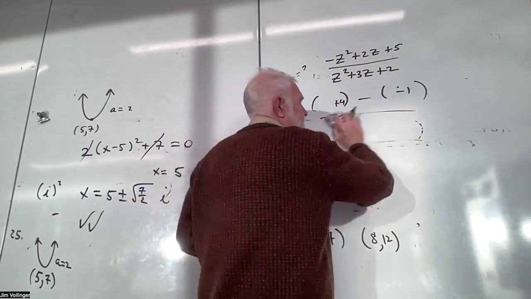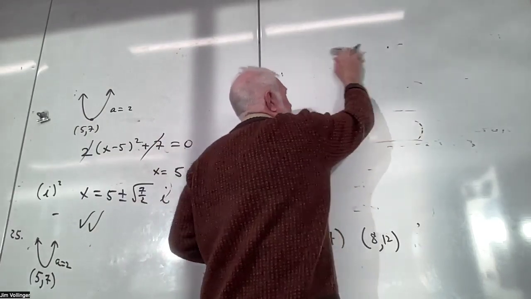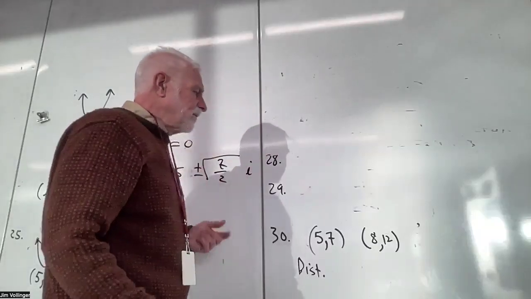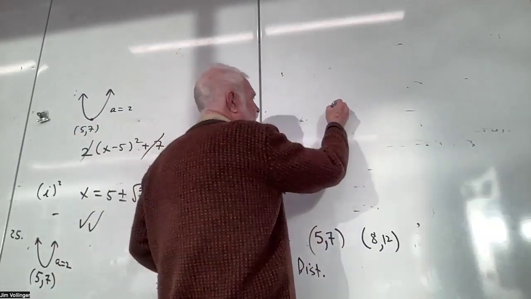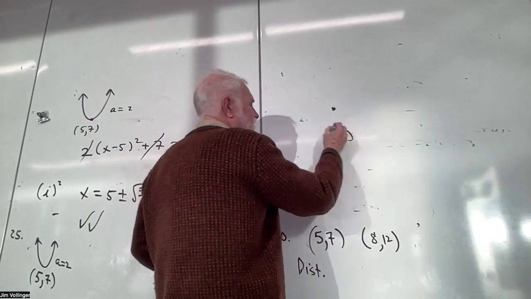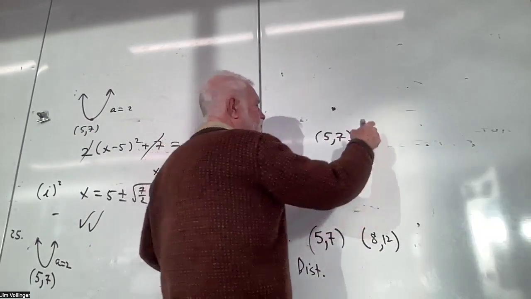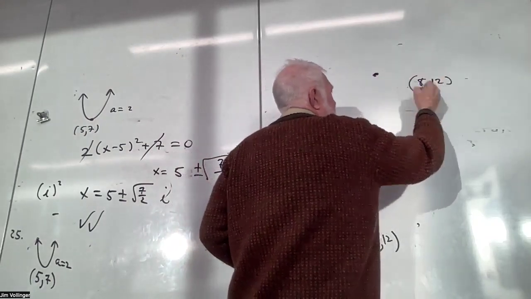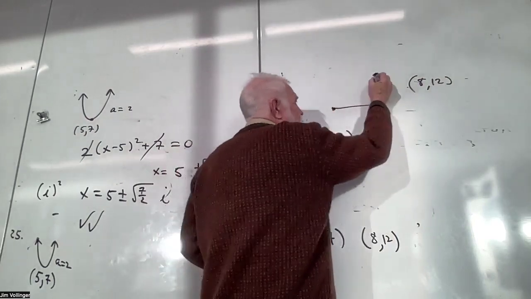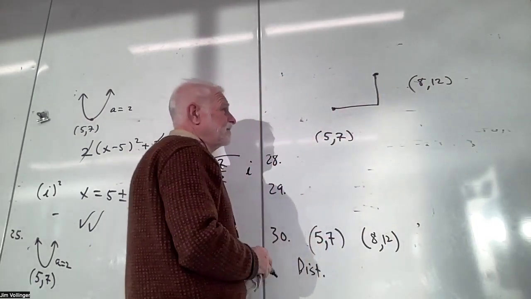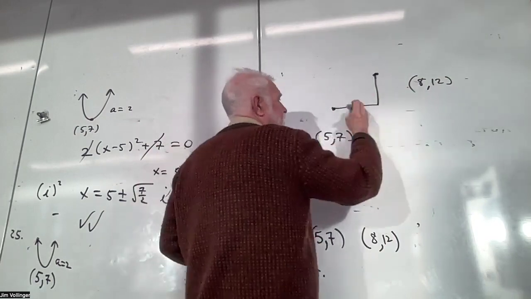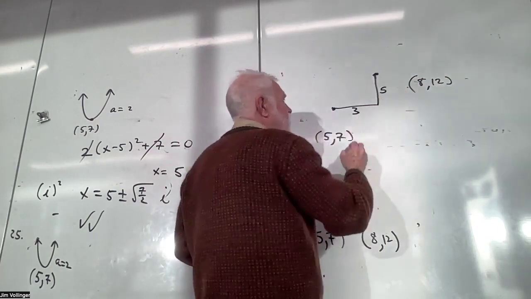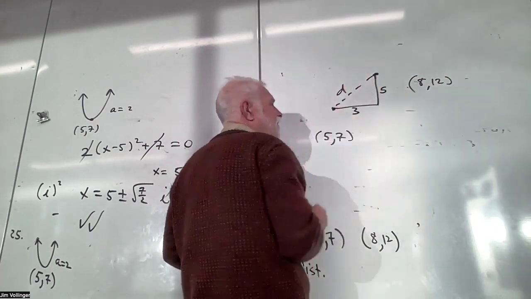All right, distance. A lot of people come in, I've had one student ask, what's the distance formula? No need for that. 5, 7 is a place on the curve. 8, 12 is a place on the curve. I'm seeing a right triangle. And I'm seeing 5 to 8, 3 units, and I'm seeing 7 to 12, 5 vertical change, and I'm trying to find that distance.